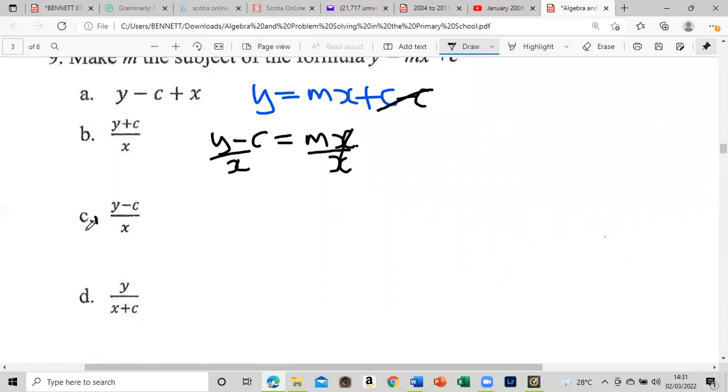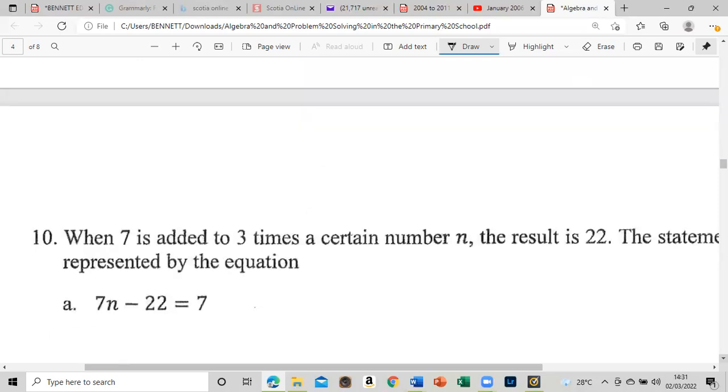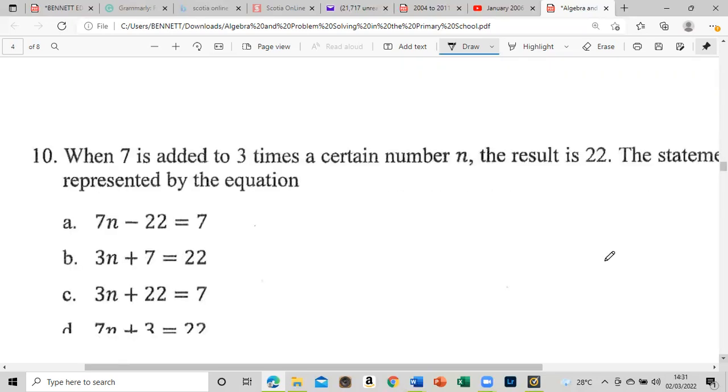Let's move on to the next one. We'll get that one correct. Come on, guys, type it in. Let's go. Oh, yeah, kind of big, small.